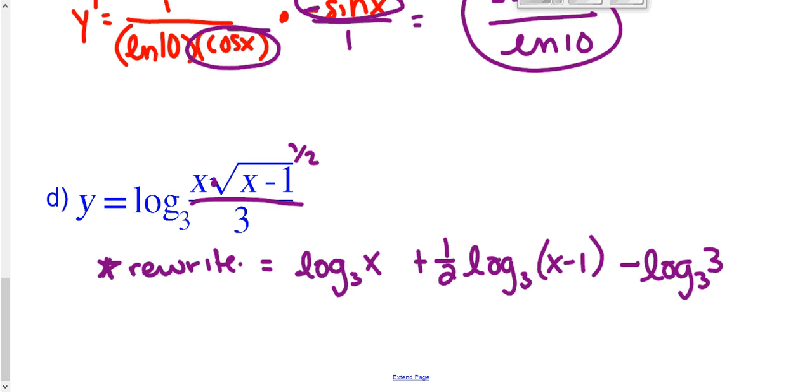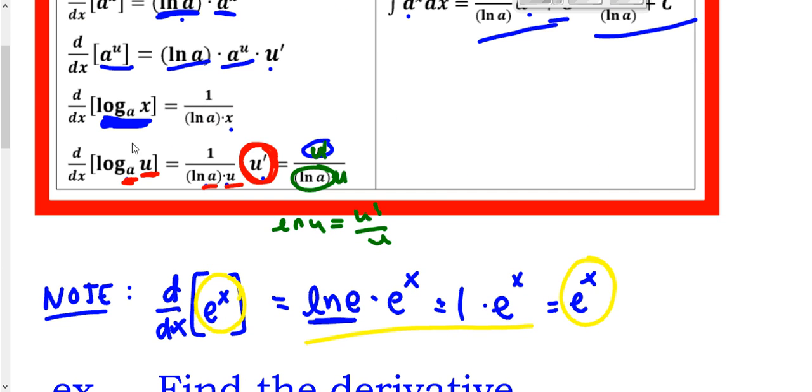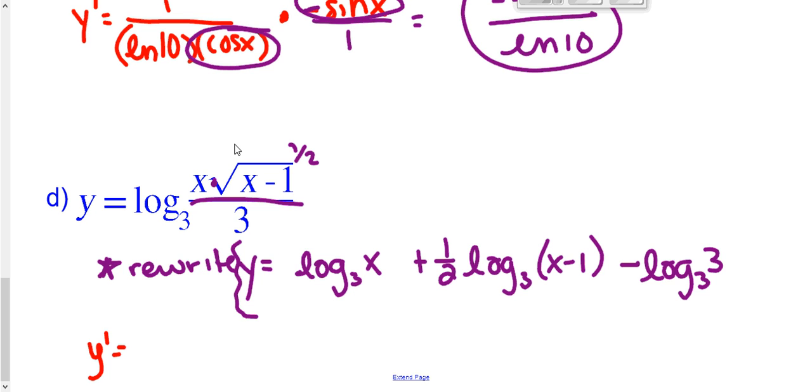Now we take our derivative. So this is y, not y prime. Okay, so be careful there. Now we can take our derivative, and we just do one at a time. Log base 3 of x. Well, log base 3, we're working here. 1 over ln of 3 times x is what we get. 1 over ln of 3 times x.